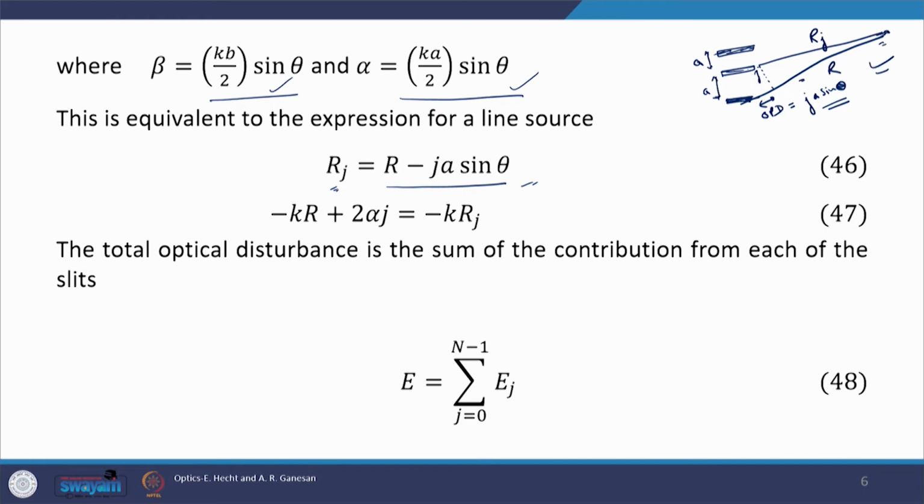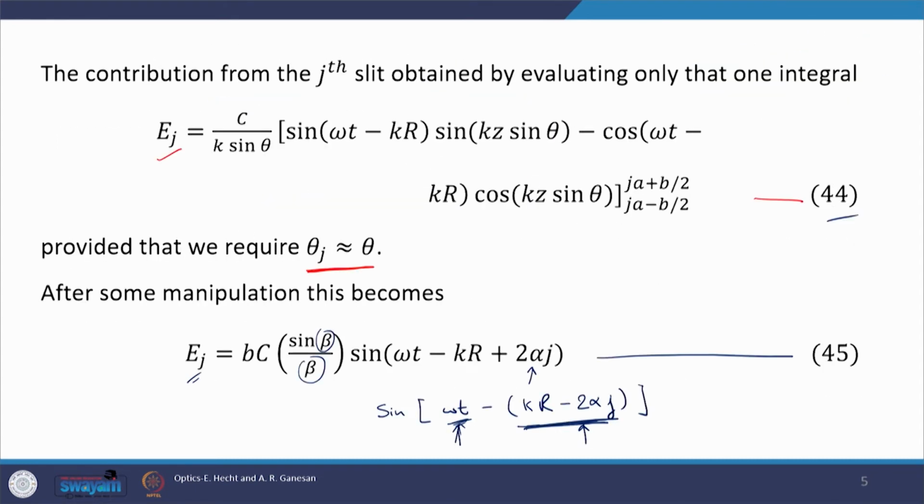Now, with this we can write that minus K R plus 2 alpha j would be equal to minus K into Rj, because alpha is K by 2 sin theta. With this substitution we get this relation. Now, minus K R plus 2 alpha j is equal to minus K Rj. What is this? Let us go back. Now, you see here minus K R plus 2 alpha j is here. Therefore, we can equivalently write this as sin omega t minus K into Rj. This is what we get after the substitution.